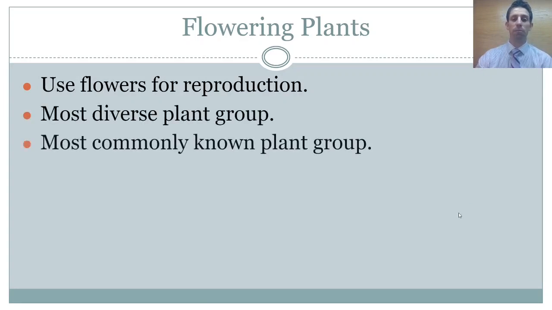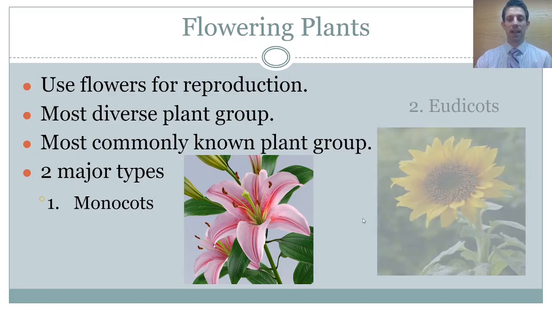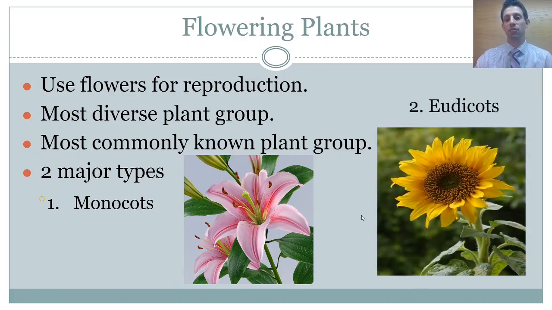They are by far the most diverse form of plants, and they're what we find, just the vast majority all over the world right now: flowering plants. There's two major types of flowering plants, and those are monocots, like this lily pictured here, and dicots or eudicots. I just refer to them as dicots. The name has changed within recent years, but I still stick with dicots, like the sunflower here.